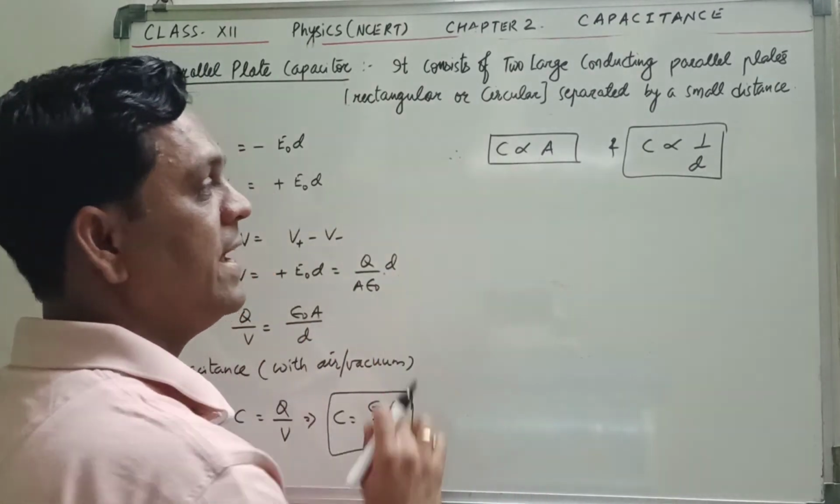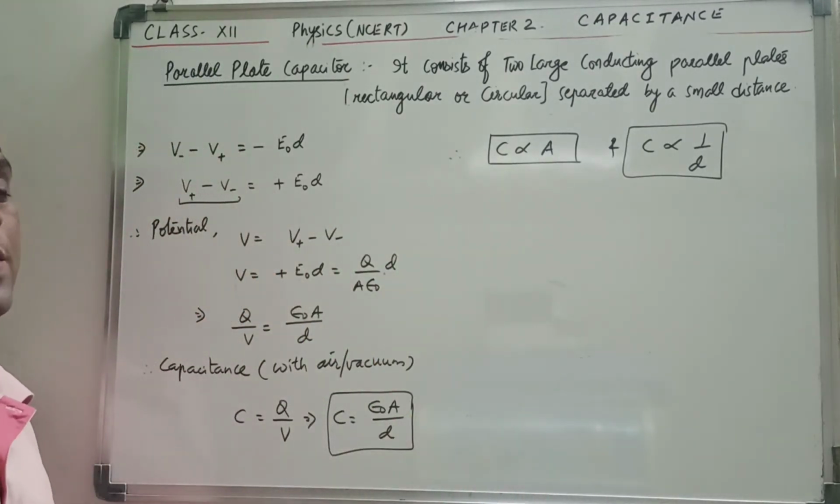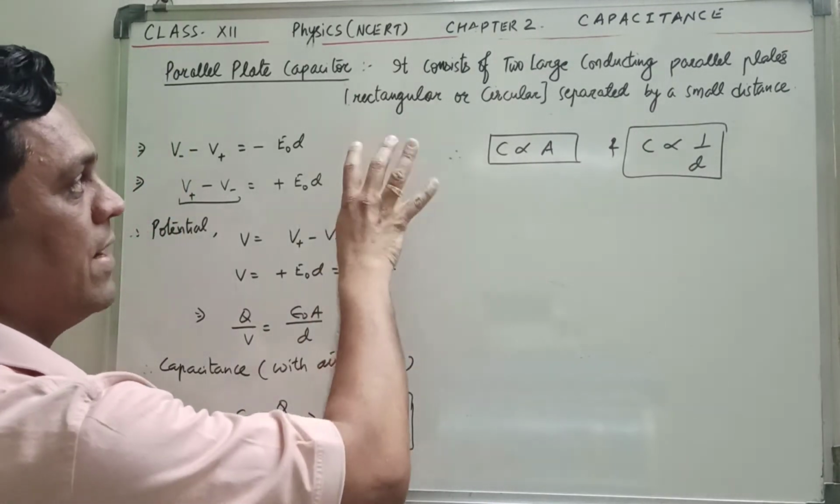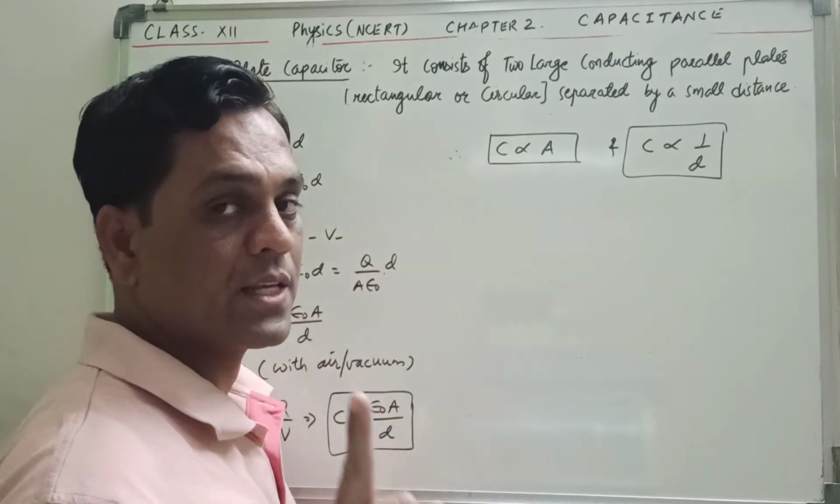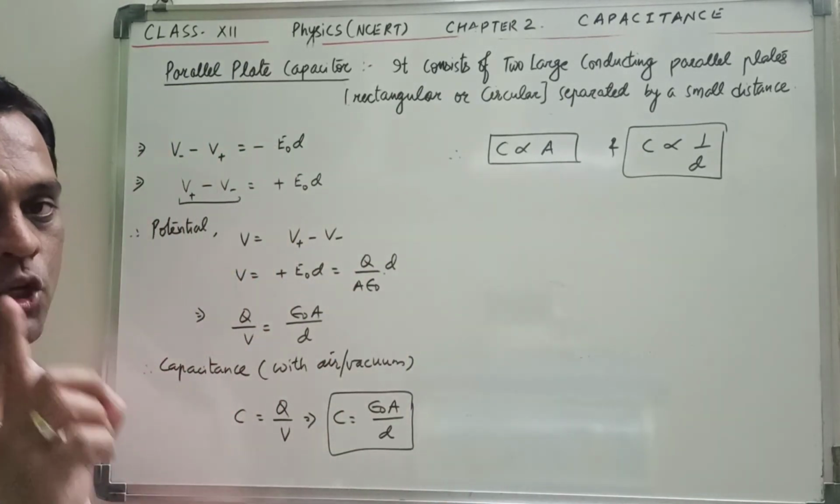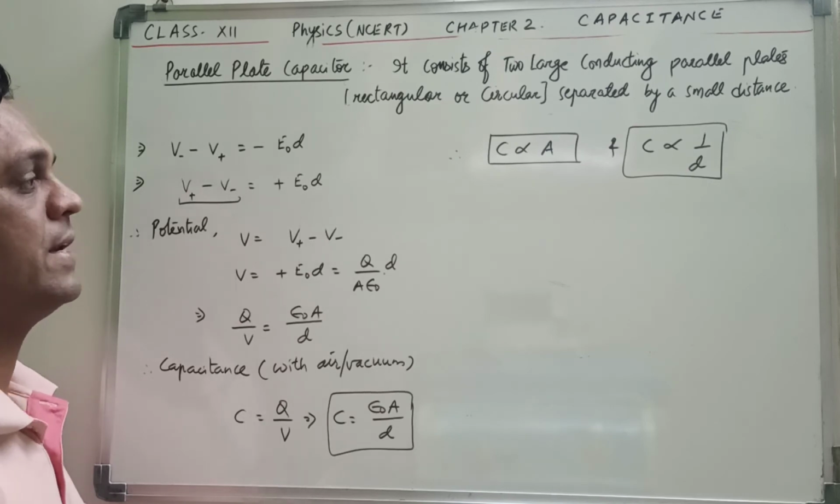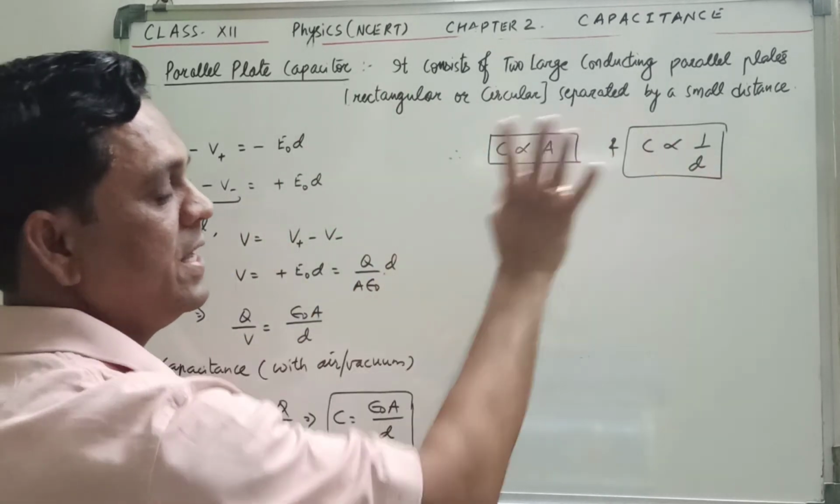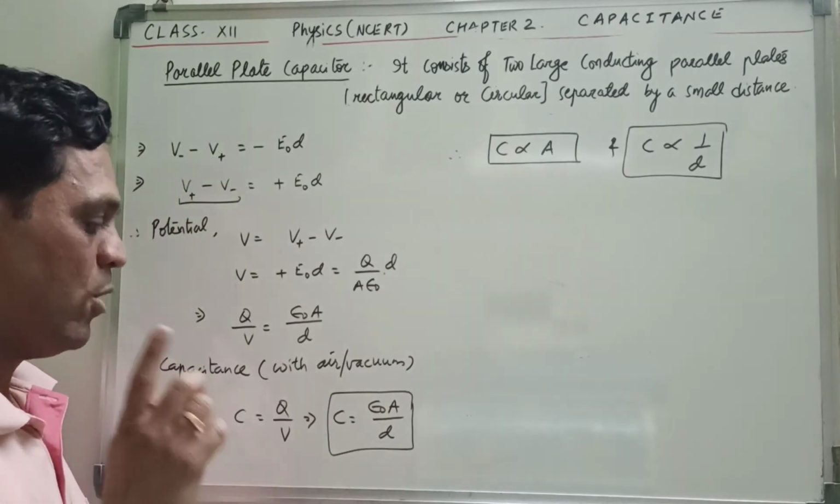So if you change the area, capacitance will certainly change. If you change the separation between the two plates, capacitance is going to change here. Correct. Apart from this, that we have done earlier, on which factors does capacitance depend? It depends on the geometric configuration here. And let me tell you, geometric configuration wise, it depends on area and d. Okay.